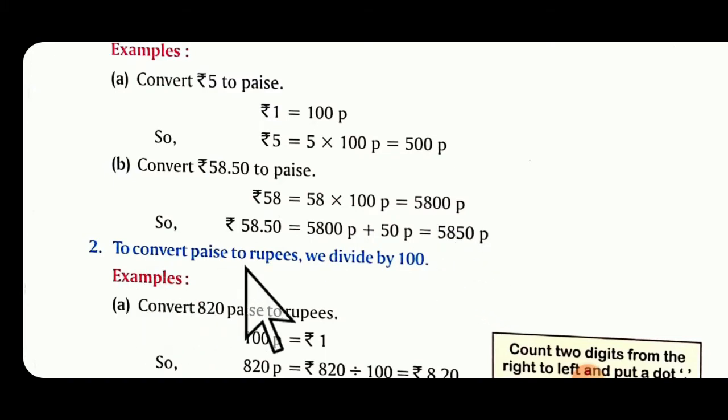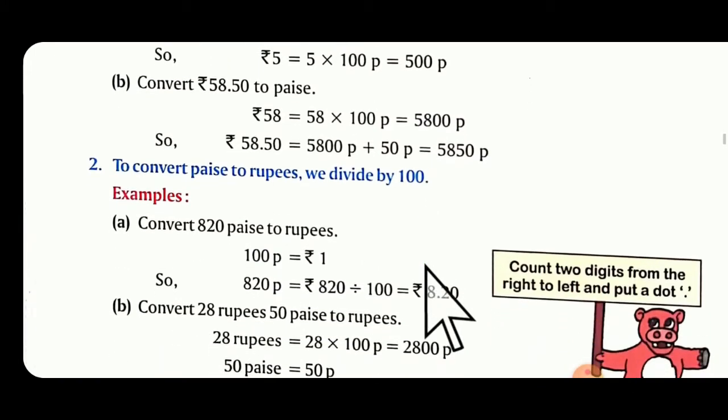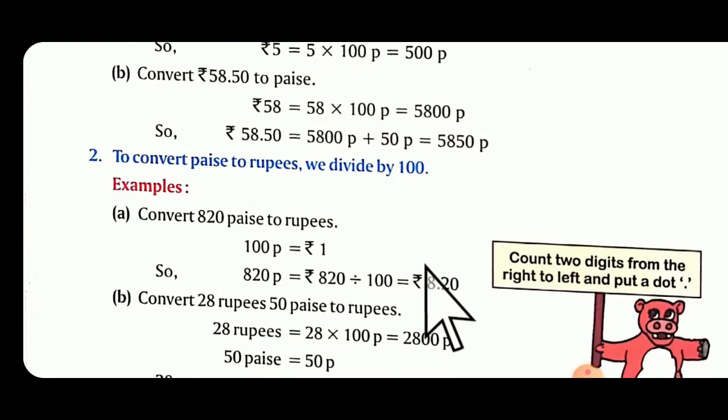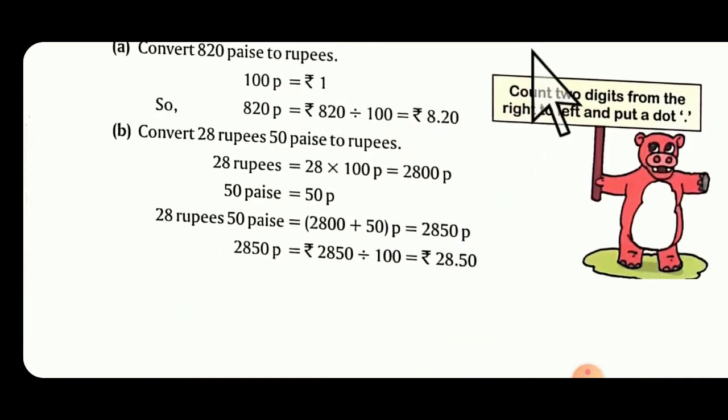To convert paise to rupees, we divide by 100. See, smaller to bigger means we are going to divide, like in the earlier chapters. Convert 820 paise to rupees. So 100 paise is equal to rupee 1. 820 paise means divide by 100, it will be rupees 8 and 20 paise.